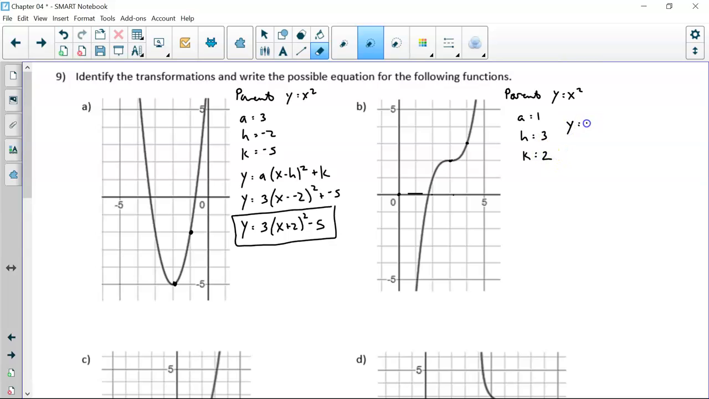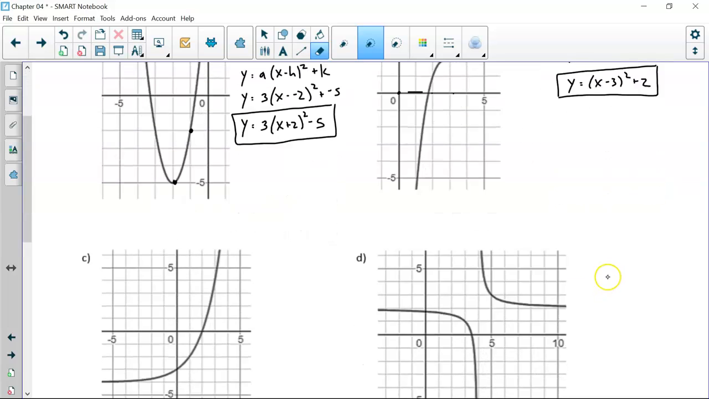So y equals a, x minus h cubed plus k. So y equals 1, x minus 3 squared plus 2. So we can write it as y equals the quantity of x minus 3 squared plus 2. Let's do some more of these.